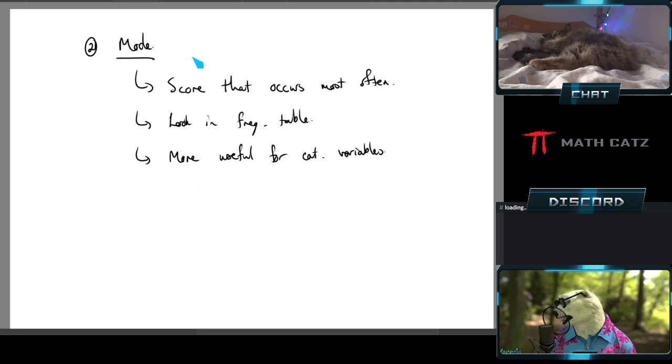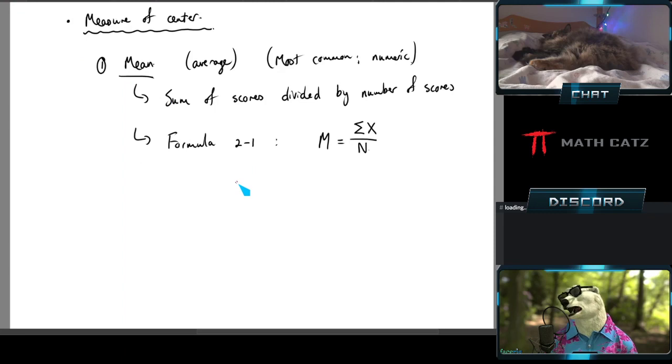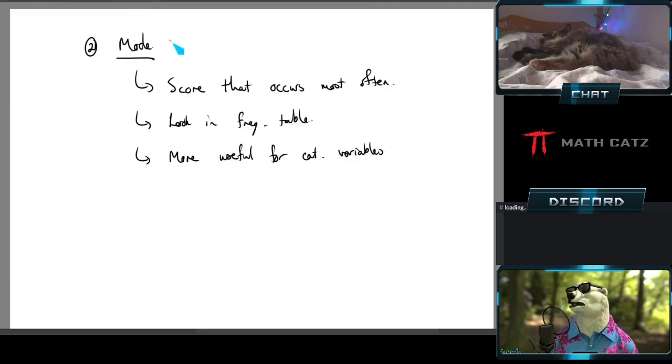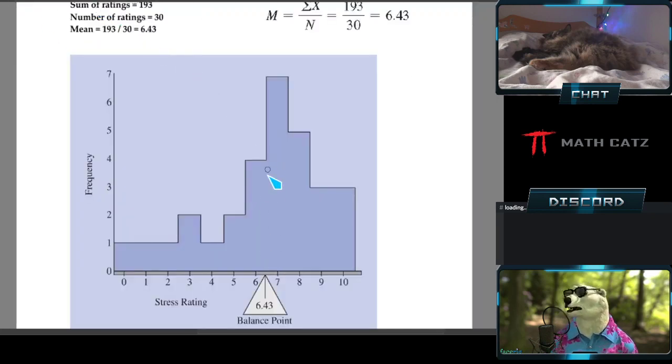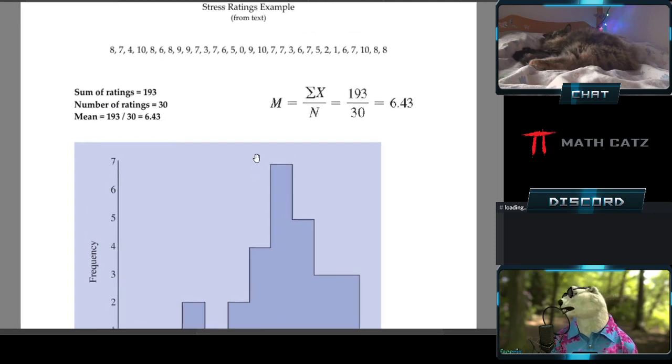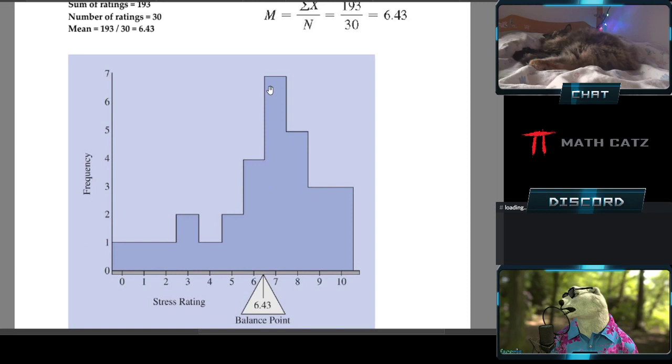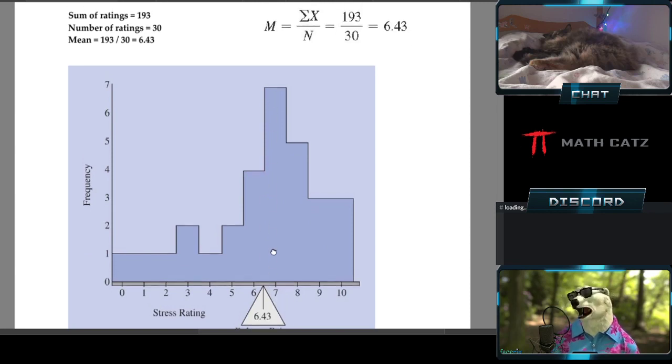Let's move on. So the mode, by far, I will admit, the mean is the one that's going to dominate our discussion moving forward, but I want to be aware that there are others. Mode is one of them. That's not necessarily captured by the mean, right? Here, the mean is 6.43. The score that occurs most often is 7. So yes, it's close, but it's not exactly the same.